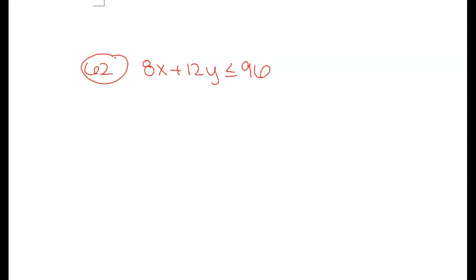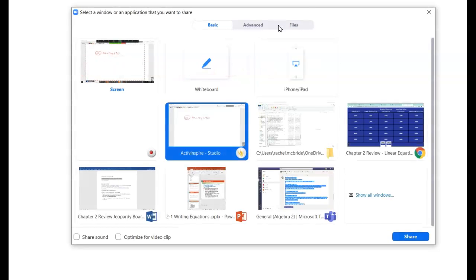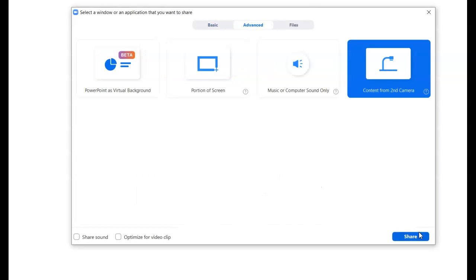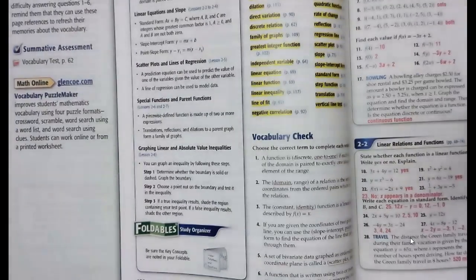Okay, let's talk about our beginning problems. So I'm going to put up the answers to the vocab. So now we're jumping back to 1. And we're going to go to advanced content from second camera. There we go.